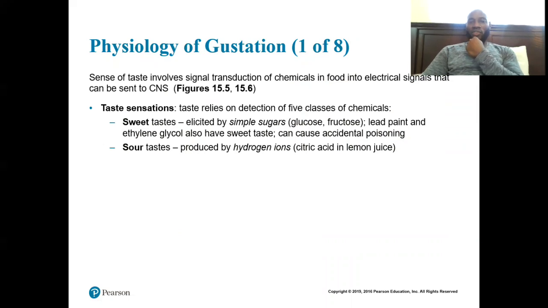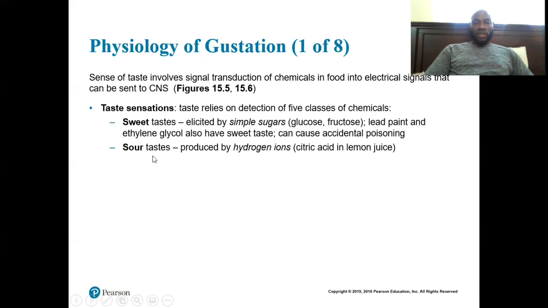So the sense of taste involves signal transduction. So you're converting a chemical, a food, for example, into an electrical signal that can be sent to your central nervous system. Taste sensation relies on detection of 5 classes of chemicals. We have sweet taste, simple sugars, glucose, fructose.